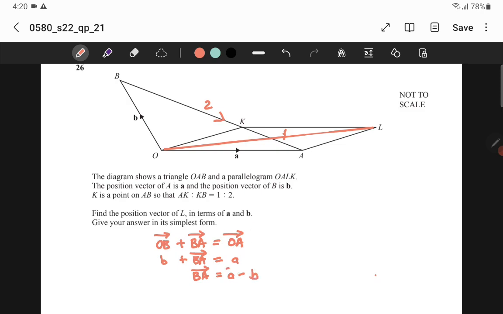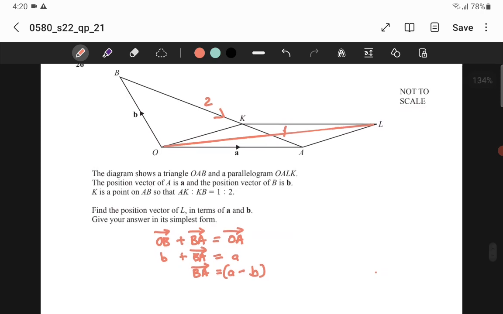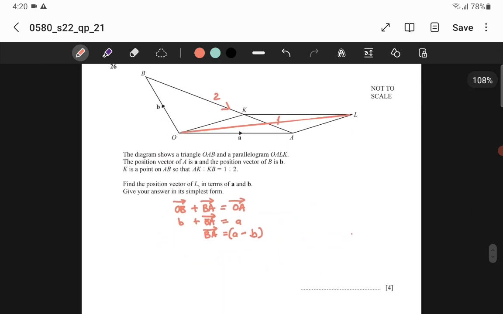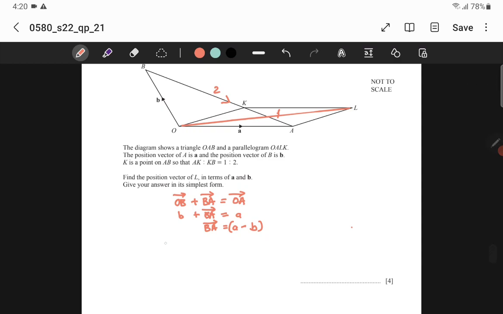Now, if I know BA is A minus B, then I will know what will be the BK and what will be the KA, right? Just remember that BK to KA will be 2 to 1. So BK will be 2/3 (A minus B), and then after that, KA will be 1/3 (A minus B). Okay, so we know that.